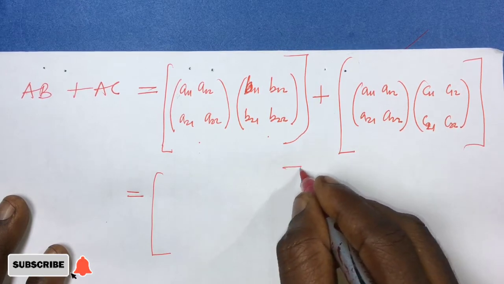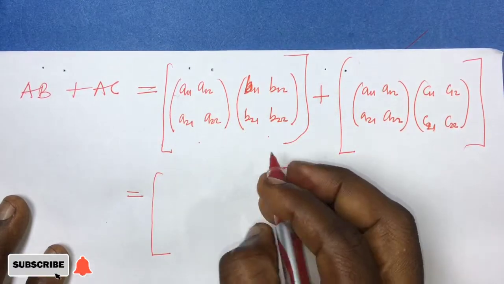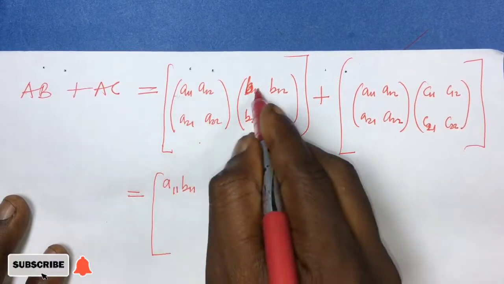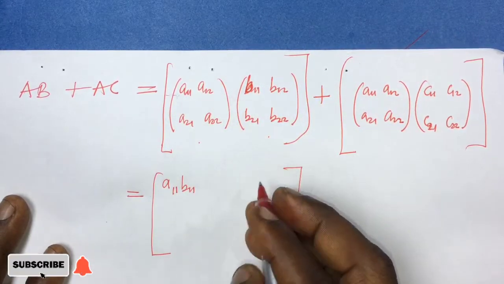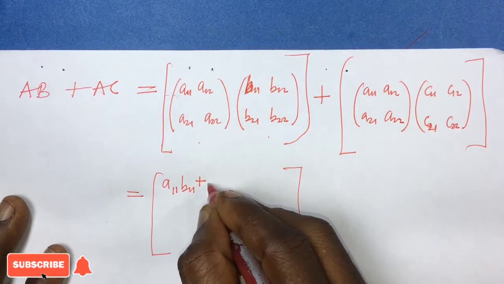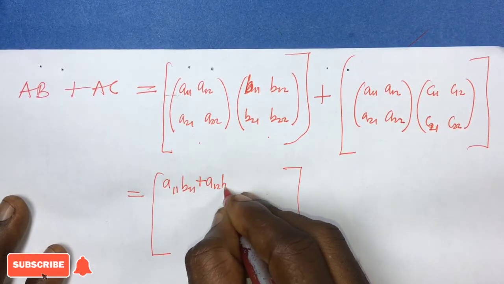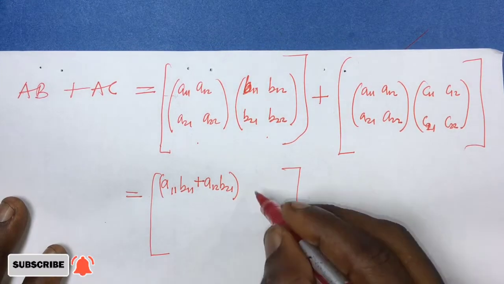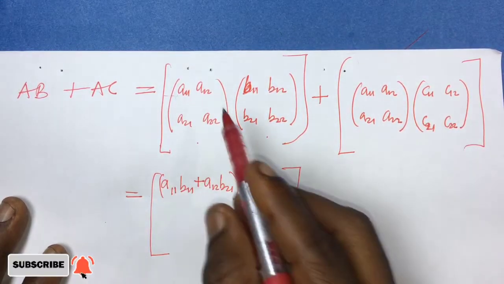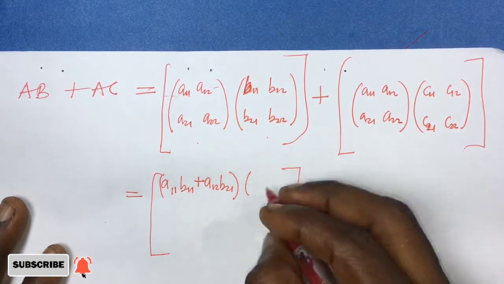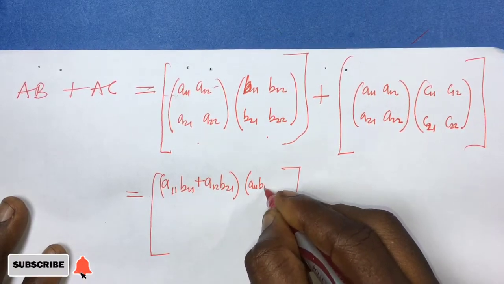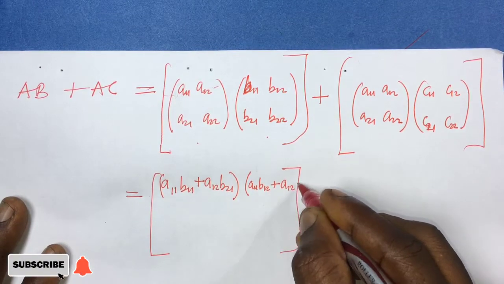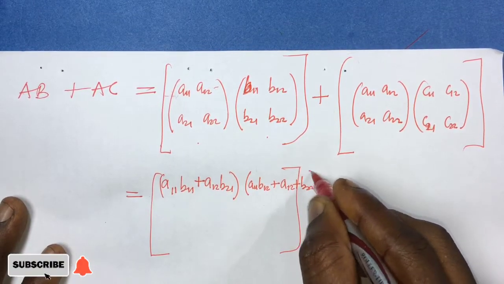So what are we going to have in this bracket? This will multiply this to give you A11 times B11. That is this times this, when I'm using the first row to multiply the first column, plus A12, B21. Now, if I do that for the second column, I'm going to have this times this to give me A11 B12 plus this times this, A12 B22.